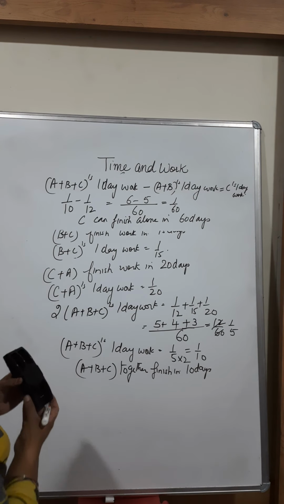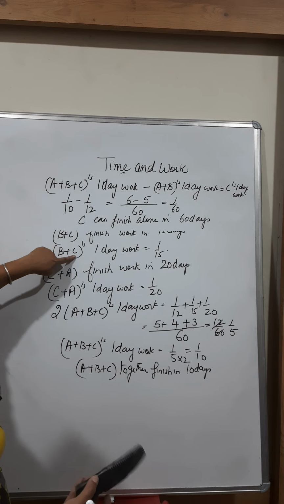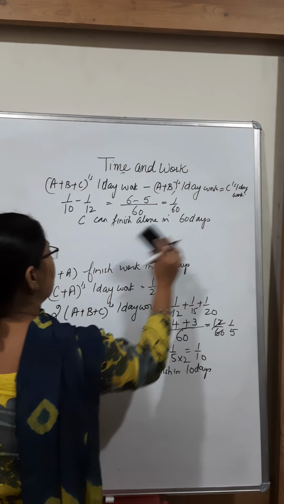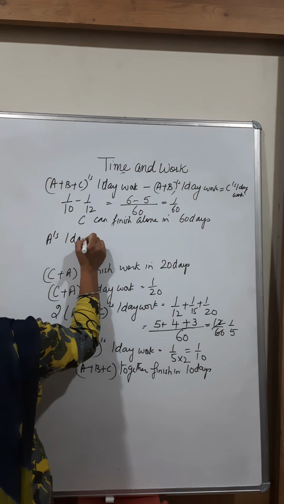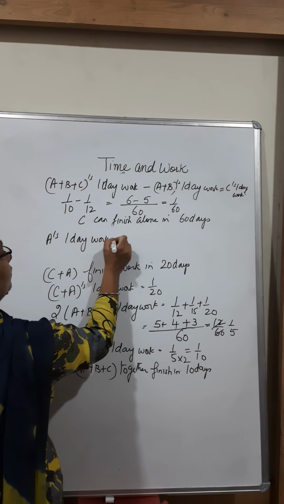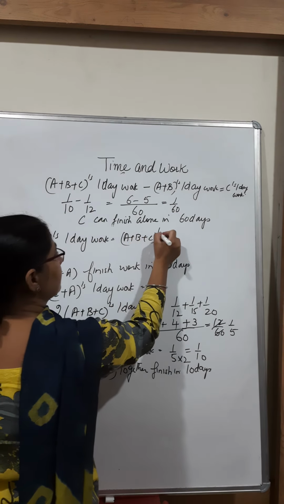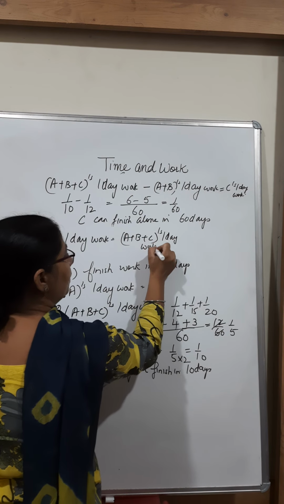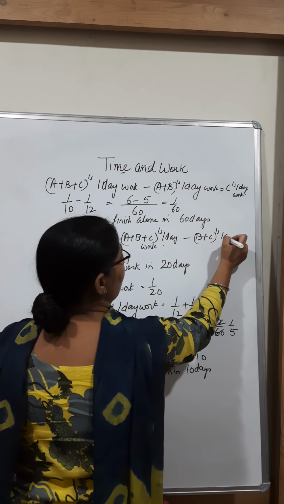अब बेटा ऐसे ही अगर हमने A प्लस B प्लस C में से B प्लस C का माइनस कर देंगे तो किसका रह जाएगा? A प्लस B का रह जाएगा। सो देयरफॉर A is one day work, A's one day work will be A plus B plus C's one day work minus B plus C's one day work.